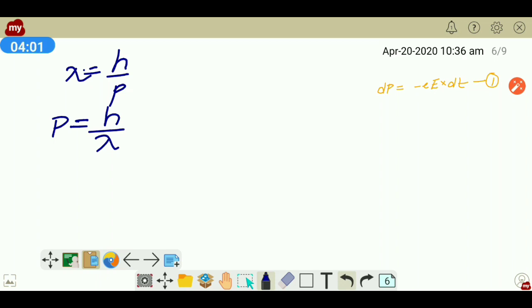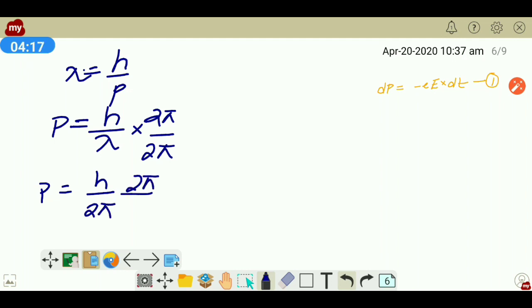On the right-hand side I multiply and divide by 2 pi. So the equation changes into h by 2 pi and 2 pi by lambda, right? So p equals, h by 2 pi can be written as h cross, and 2 pi by lambda can be written as k. Here k is the wave vector, right? It is the wave vector.